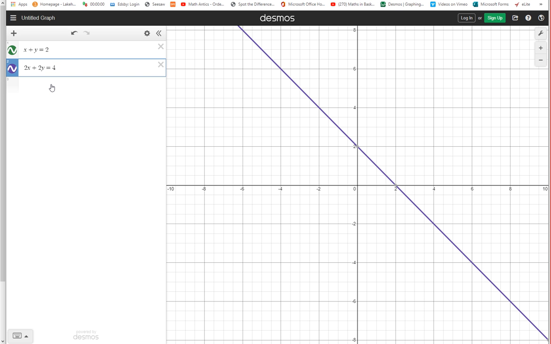Even though they look different, their equations look different, they're the same. Okay? I'm going to write one more, a new expression that's going to be an equivalent line, meaning there's infinite solutions. 5x plus 5y equals 10. Now I've got a new black line that is on top of those.